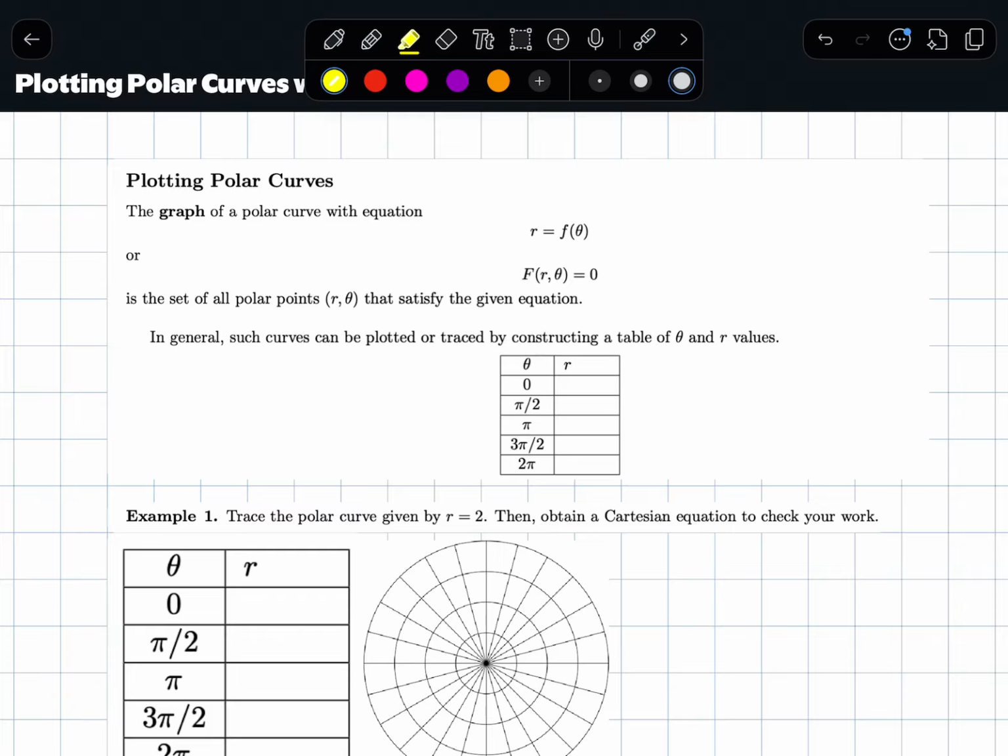Whenever you have an equation that says either r equals some function of theta, or all r and theta are on the same side and it equals 0, or maybe equals 5 or something, it doesn't have to equal 0. And if it doesn't equal 0, you can always move whatever number you have to the other side and get it to equal 0. But the point is, if you have an equation involving r and theta, you want to graph this polar curve, which will be the set of all polar points r and theta that satisfy the equation. So all thetas and r's together that satisfy this equation are part of the graph of the curve.